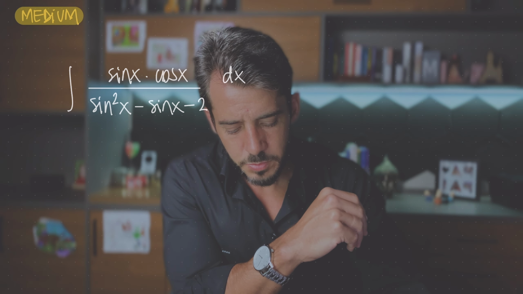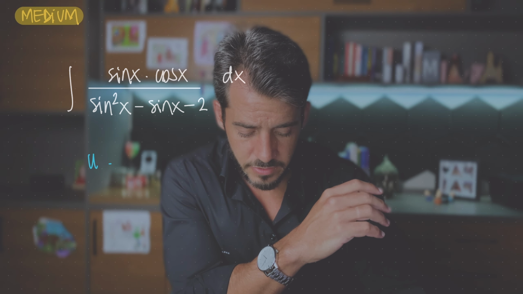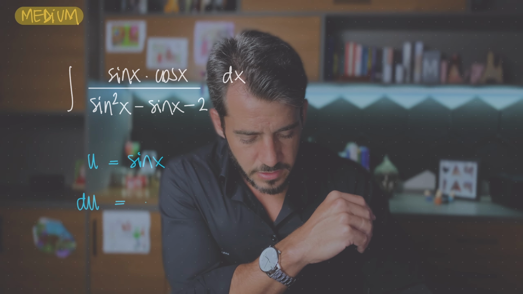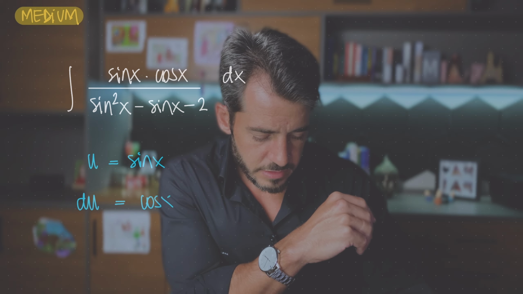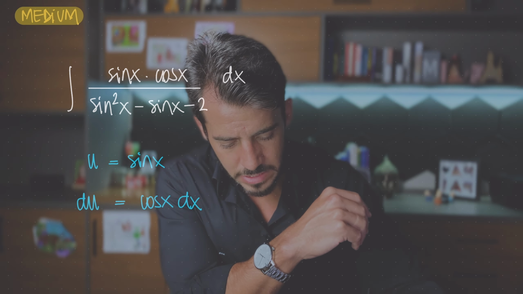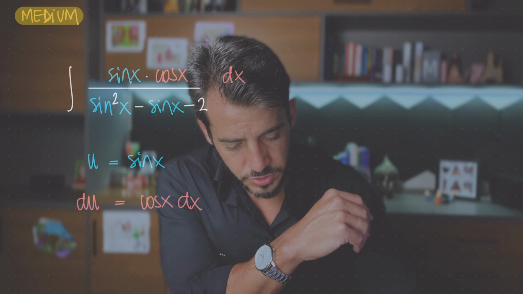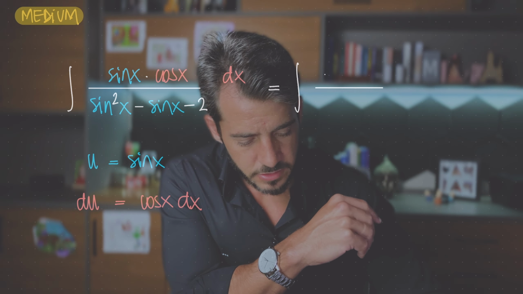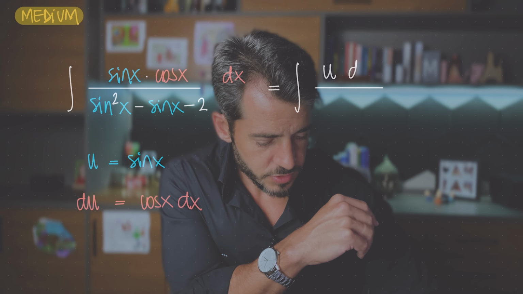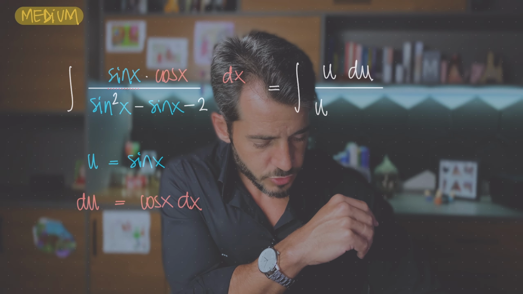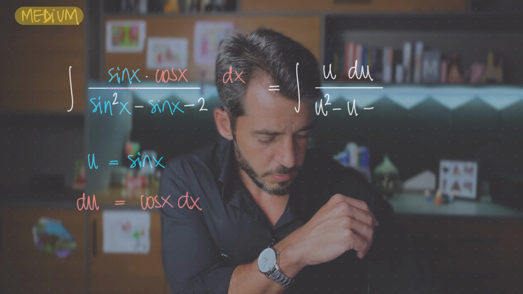So let's replace sine of x by u, which means that du is cosine of x dx. And let me color code this again. We can see our du over here, and we can see a bunch of u's in blue, giving us the integral of u du over u squared minus u minus 2.